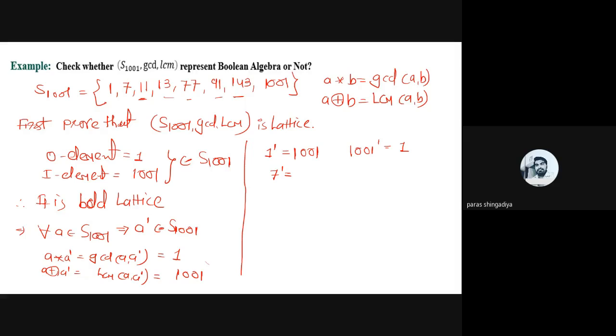Okay, let us consider 7 with 91. The GCD of 7 and 91 is 1, but we cannot prove that the LCM is equal to 1001, because the product will be 7 into 91, and 7 into 91 is not equal to 1001. Clear? So we cannot consider 91 as the answer.